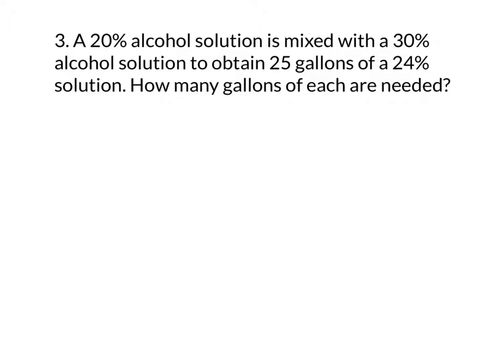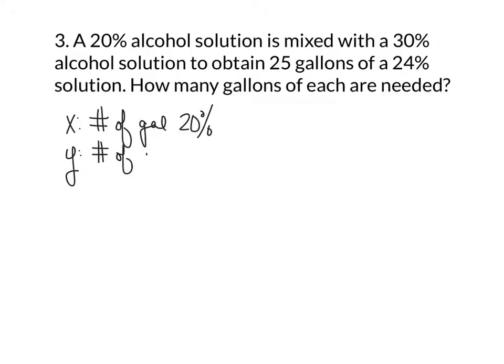Let's look at example number 3. A 20% alcohol solution is mixed with a 30% alcohol solution to obtain 25 gallons of a 24% solution. How many gallons of each are needed? So in this problem, I'm going to let x and y. I'm going to let x be the number of gallons of the 20%, and y be the number of gallons of the 30%.